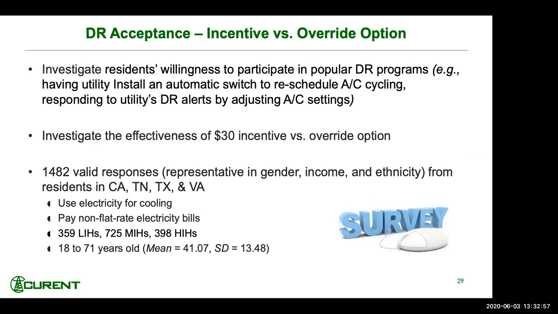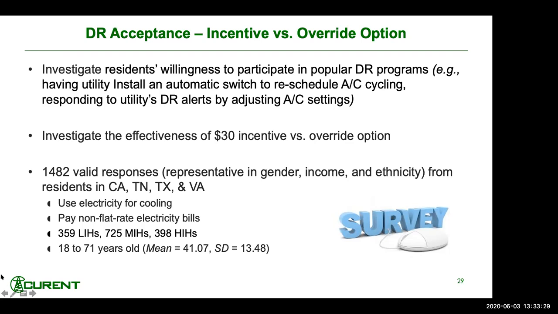There are many kinds. So we look at 4 types of demand response program. For example, having the utility company install automatic switches to schedule your AC cycling, and then also respond to demand response alerts, like manually adjusting your AC or automatically adjusting it, like, hey, this is a cheaper price, maybe you can adjust your AC, that kind of thing.